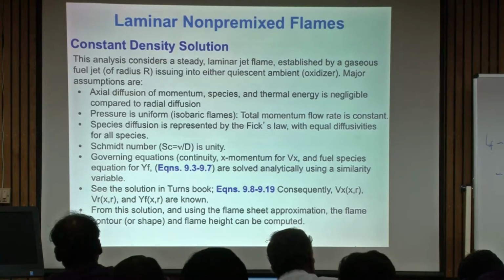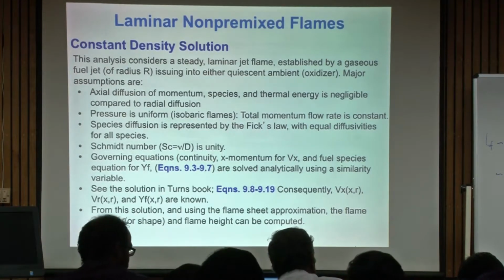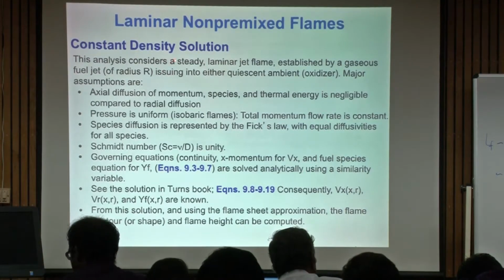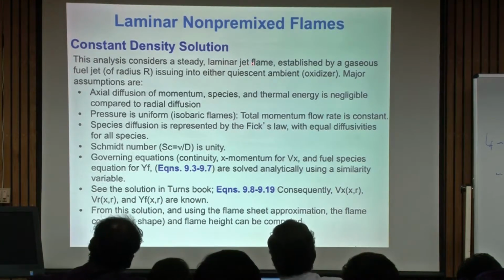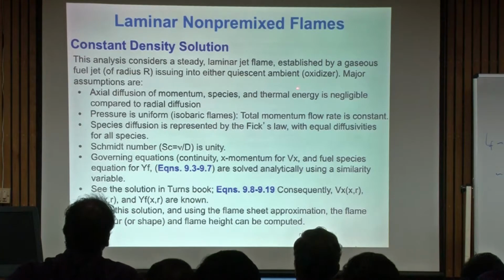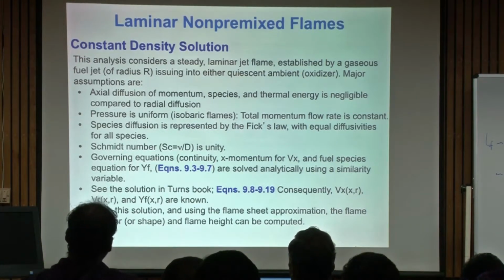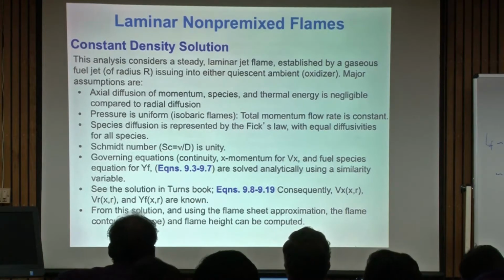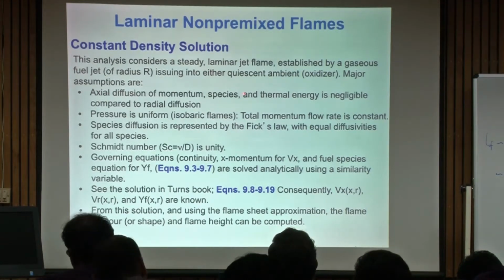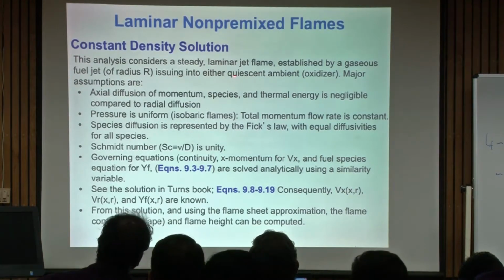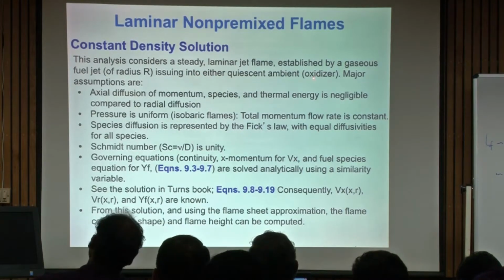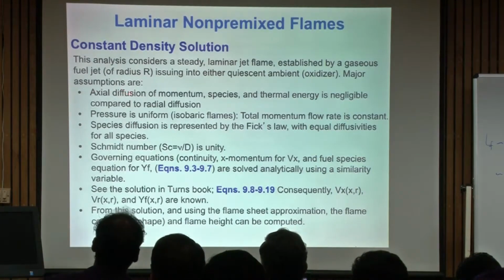So, let us note down some of the assumptions involved in the constant density solution. We are considering now a steady laminar jet. Actually, maybe jet flame is a misnomer, let us say laminar jet. We will extract some flame characteristics without actually analyzing the flame. So, a laminar jet, but let us say a flame established by a gaseous fuel jet of radius r issuing into a quiescent ambient.